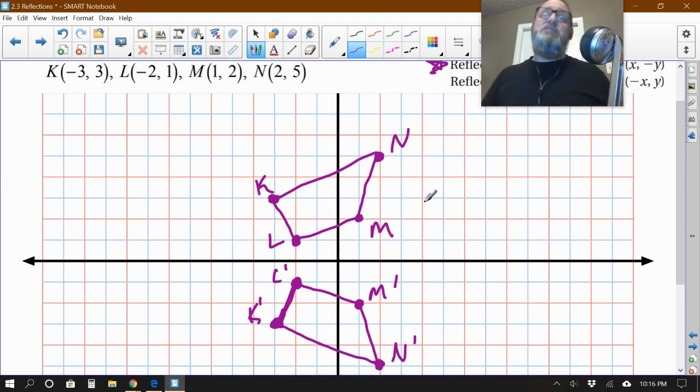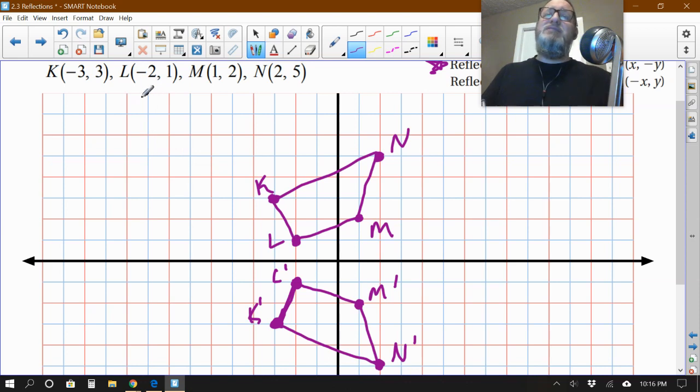And the answer is yes, absolutely. That's exactly how you could do that. But what if they didn't give us the graph paper and they just said, hey, here are the points? Where would their ordered pairs be if you reflected across the x-axis?